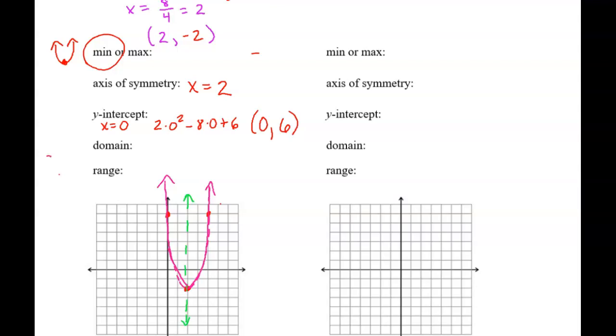Now, domain is always, we can plug in any number we want, so it's always going to be all real numbers. That's like a double R. If you want to write all real numbers, you're welcome to.